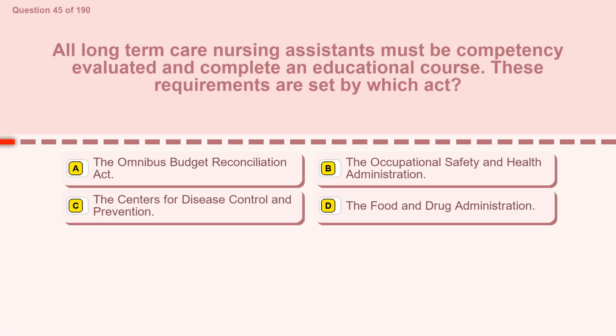Question 45. All long-term care nursing assistants must be competency evaluated and complete an educational course. These requirements are set by which act? Option A, the Omnibus Budget Reconciliation Act. Option B, the Occupational Safety and Health Administration. Option C, the Centers for Disease Control and Prevention. Option D, the Food and Drug Administration.